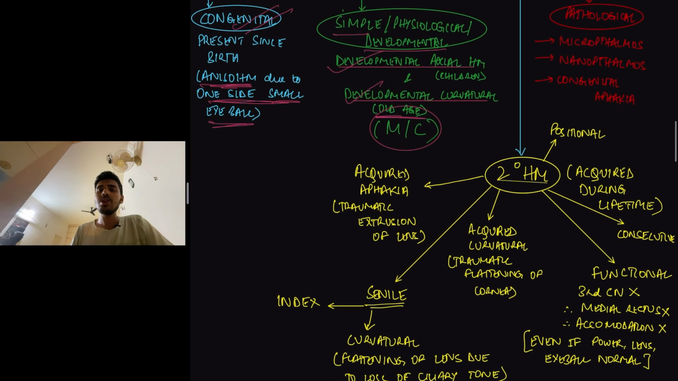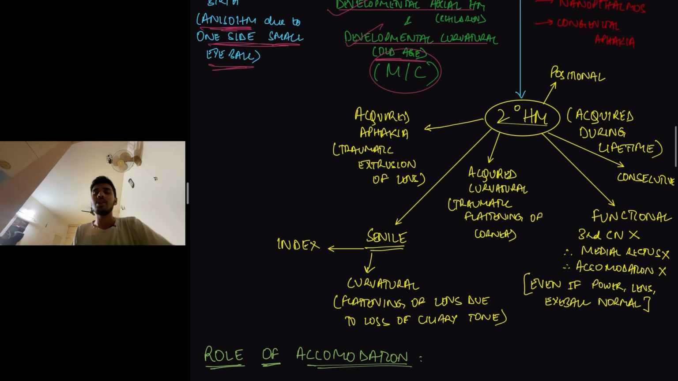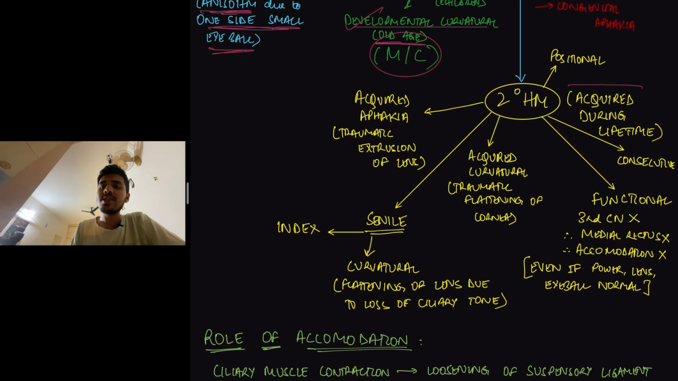Then some pathological hypermetropia, which is very high grade hypermetropia, like microphthalmos, nanophthalmos, and congenital aphakia could be the causes for the same. Next, coming to secondary hypermetropia. Now, what is secondary hypermetropia? This is due to acquired changes during lifetime. Basically, acquired changes during lifetime, such as positional hypermetropia, where it is displaced posteriorly.